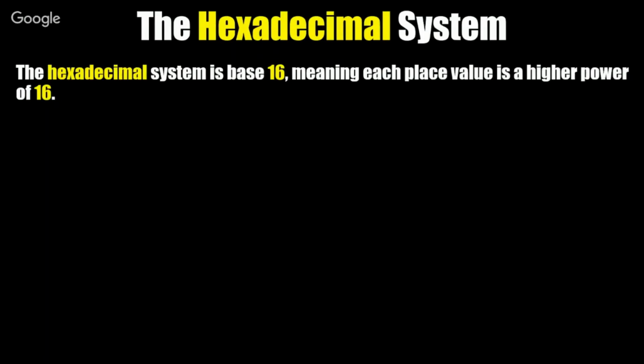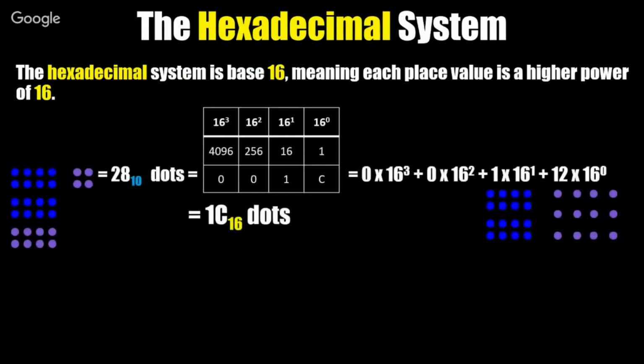The last system we'll look at is the hexadecimal system. It operates in base 16, which means each place value represents a higher power of 16. Here, once again, you can see the same amount of dots. There are 28 dots, but that representation is in decimal. To represent it in hexadecimal, look at the table in the middle.